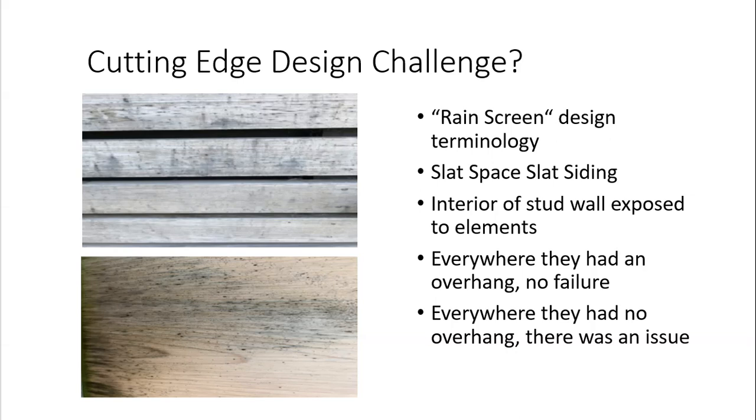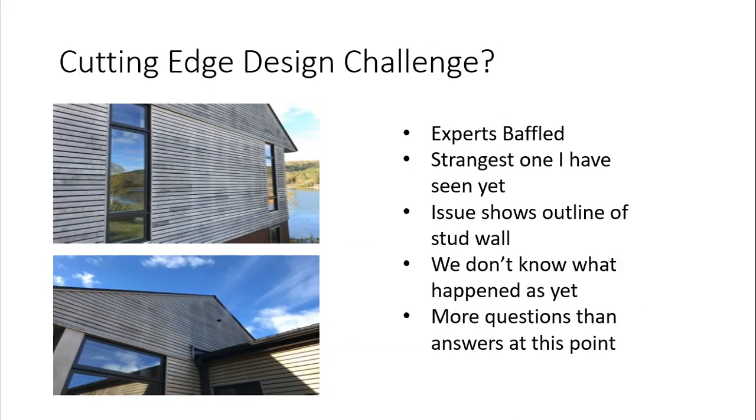Okay. Now, interesting to note in this failure, everywhere they had an overhang, there was no issue originally, and everywhere they did not have an overhang had an issue almost immediately. When I sent this out to my experts, they were like, why is the stud wall showing through here? I've never seen this before. Why is the outline of the roof showing through the issue? I've never seen that before.